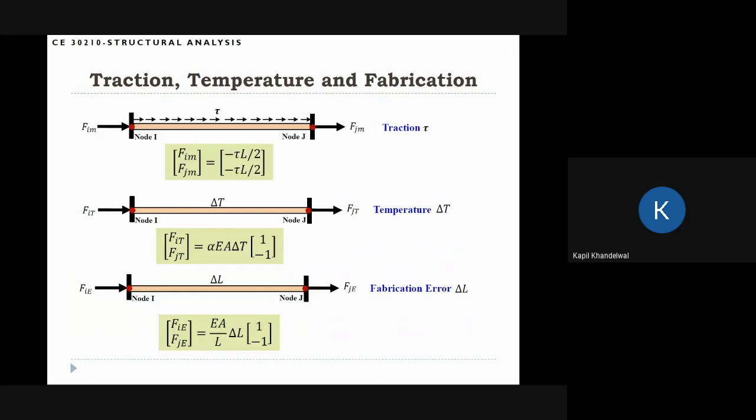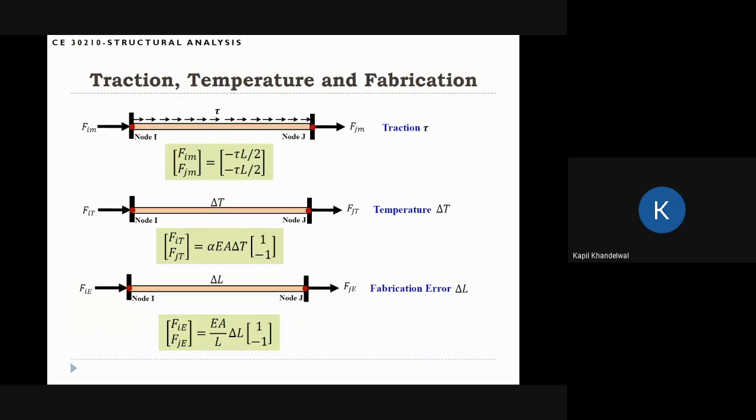In one case, we applied the uniform traction. So there is a uniform traction applied along the length of the member, and this traction value is tau. So you can think like tau has the unit of force per unit length. So traction is like a force per unit length. So it's like a force acting on a unit length of the member.